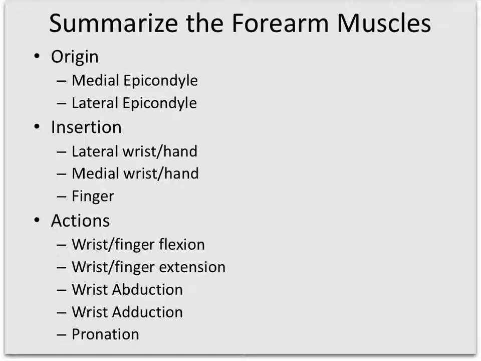And then as far as the actions go, we have the ones that cause wrist and finger flexion. Those are your flexor muscles, obviously: flexor carpi ulnaris, flexor carpi radialis, and then Palmaris longus. Then we have the extensor muscles, and all of those cause wrist and finger extension. The only one that causes finger extension is the extensor digitorum. The key thing in this actions portion is to look at the ones that insert on the lateral side or the thumb side, which cause wrist abduction, and the ones that insert on the medial side or the ulna side, which cause wrist adduction.